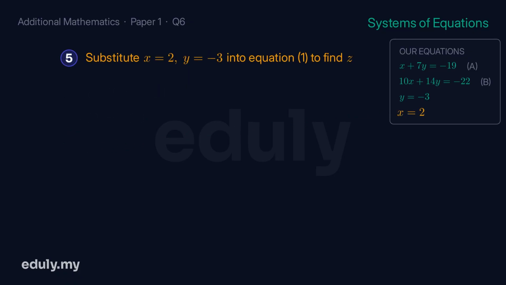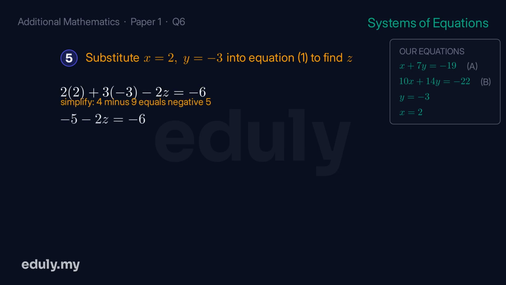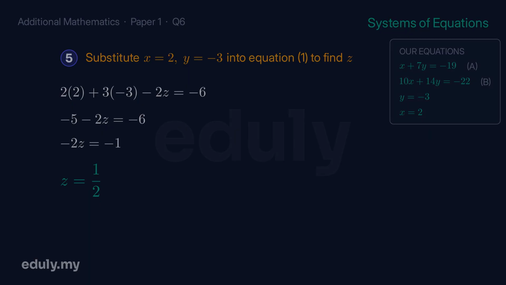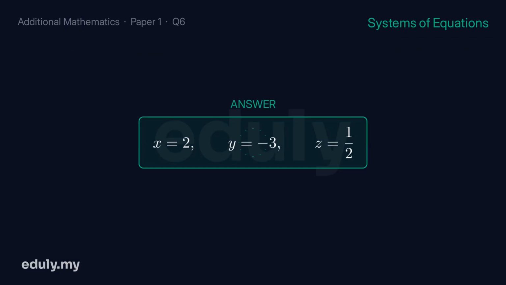Step 5. Now put x equals 2 and y equals negative 3 into equation 1 to find z. Substitute into equation 1. 4 minus 9 is negative 5. Add 5 to both sides. Divide by -2, z equals 1/2. Final answer. X equals 2, y equals -3, and z equals 1/2.